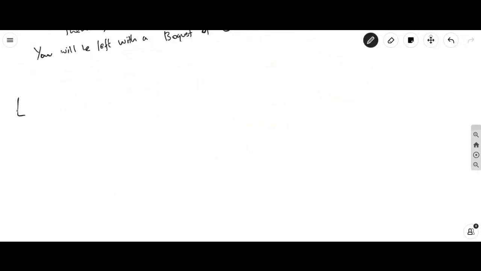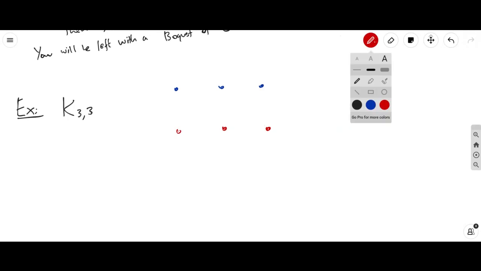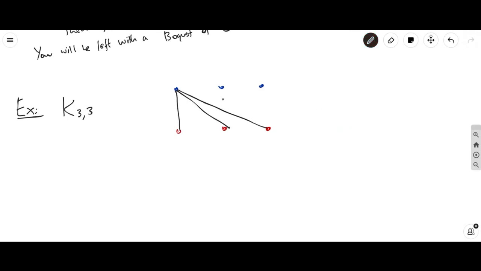So this is a famous graph. You've probably seen this before. This is the three utilities graph. So you have three blue vertices. That's what the 3 represents. And then you have 3 red vertices. And then between any blue vertex and any red vertex, you have an edge. So you just draw them in here like this.